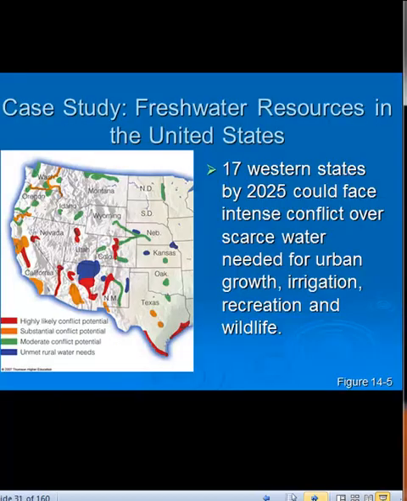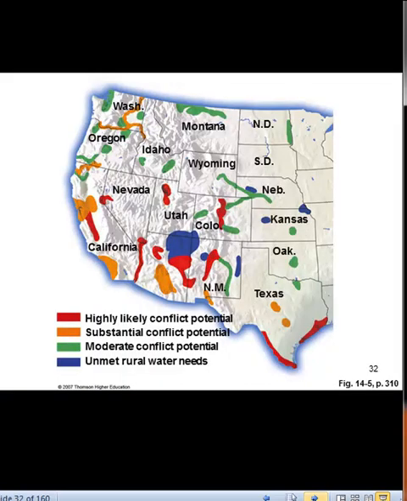Okay, so freshwater resources in the United States. The places in red and yellow are places where experts recommend you do not ever move to and try to live in your future. They think there's going to be water conflicts in these places. So beware. Conflict potentials are mostly in red.